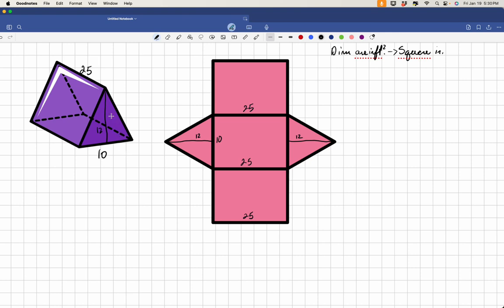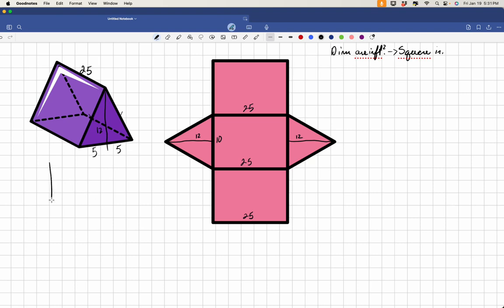What we don't know is the slopey bit right here. So what we're going to do to find that, because this is an isosceles triangular prism, we know that this is congruent to this. So this base of 10, when we have the point here, it's directly over the center. So we split this in 5 and 5. 10 divided by 2 would be 5 and 5, right?